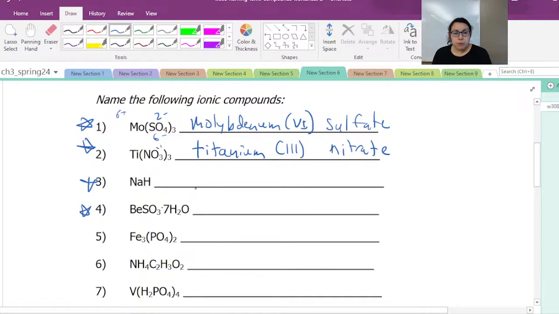What about number 3 here? We haven't talked about this situation necessarily, so this is an interesting one. Any guesses? Charlene, any guesses? Yeah, perfect. Sodium hydride. And so this is kind of unusual. You don't always see hydrogen acting like this, but it can bind to a metal and then it still takes that "ide" ending when it's in this metal form. And so sodium hydride is a common one.